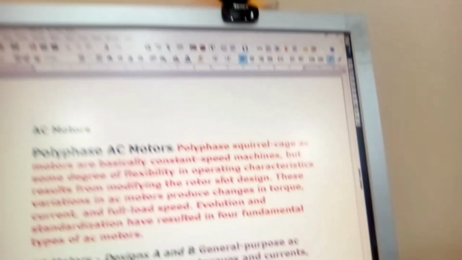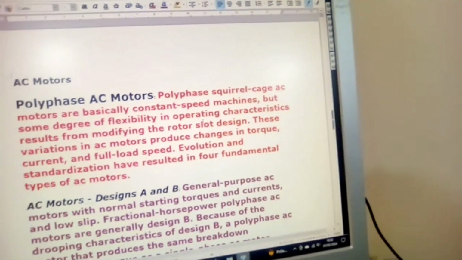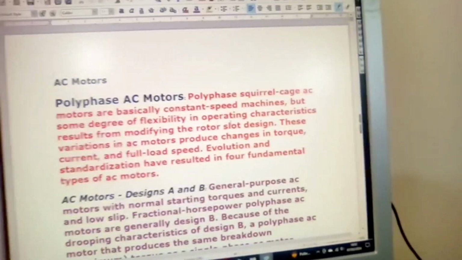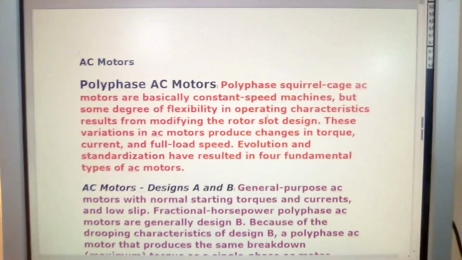Okay. It's okay. You can never get this to work the way you want it to work at the time you want it to work. Okay.